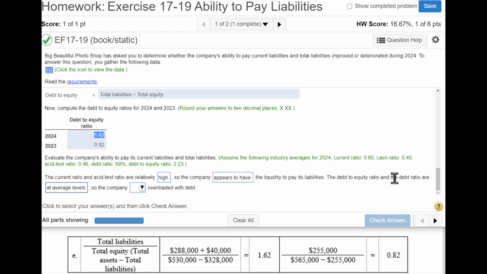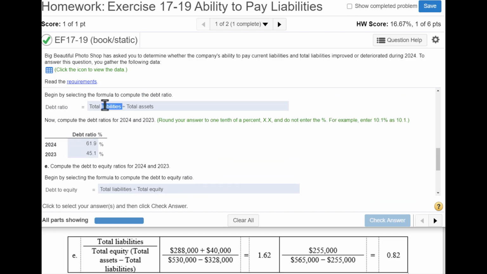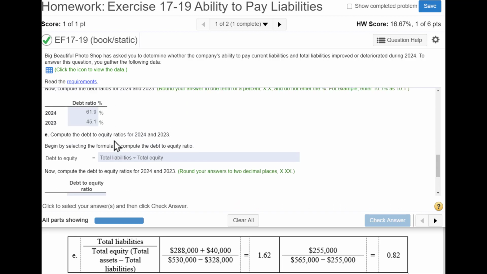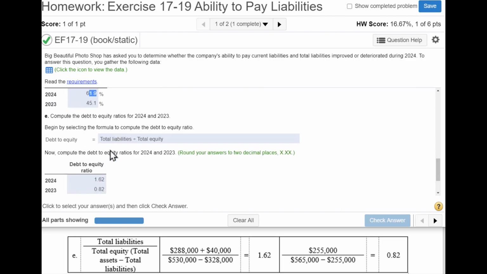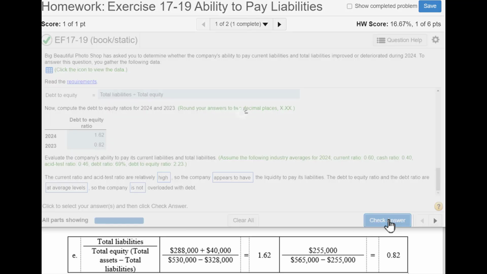The other one we're looking at is debt ratio. So the debt ratio is total liabilities divided by total assets. So again, we want low. Ours is 61.9%. The debt ratio for the industry average is 69%. So 69% versus 61.9%. Ours is a little bit lower, but not by much. So let's go with at average levels, because it's not extremely low, and it's definitely not relatively high. So the company is not overloaded with debt. And that's it.